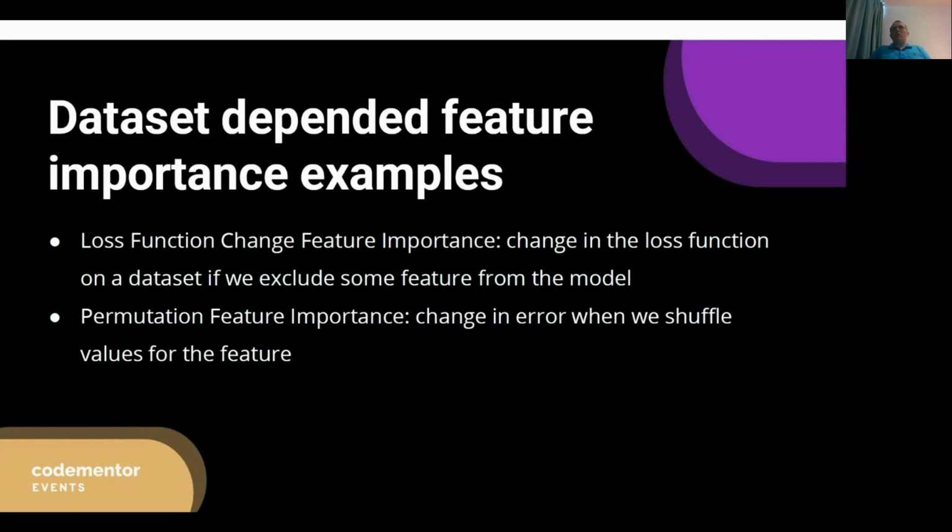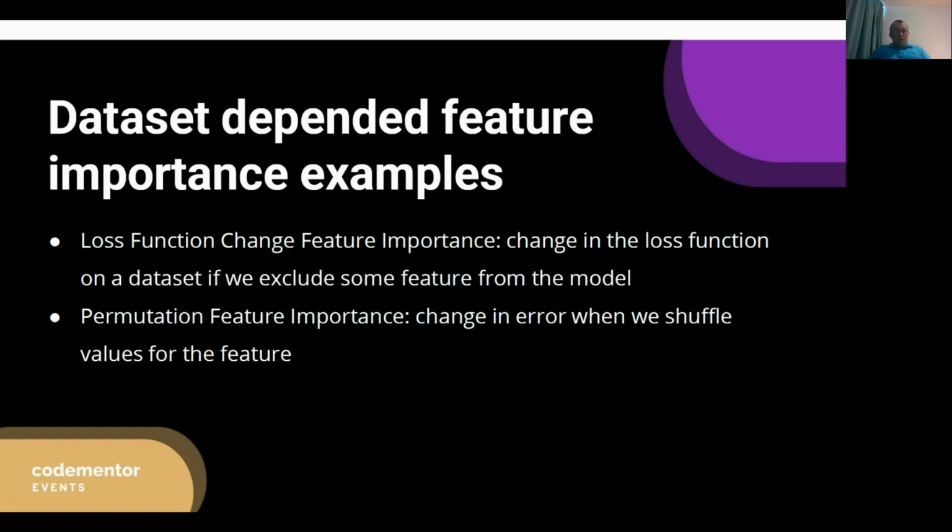It's when we try to exclude features one by one from the model. So we do all the same steps in the model except for this particular feature. We completely exclude some feature from the model and look at the loss function on the dataset. If the difference is big, so the loss function increases without this feature, it means that this feature was important. If we have approximately the same loss function, it means that this feature was not important.